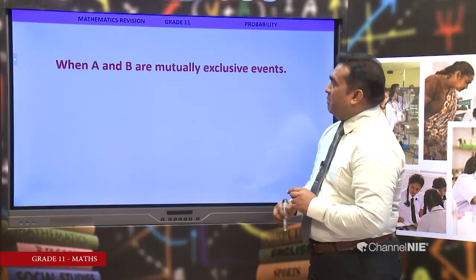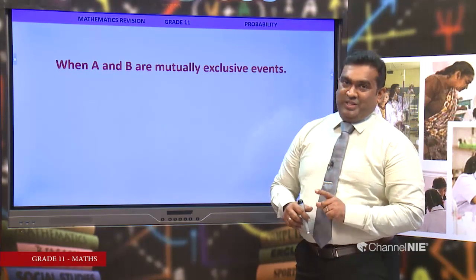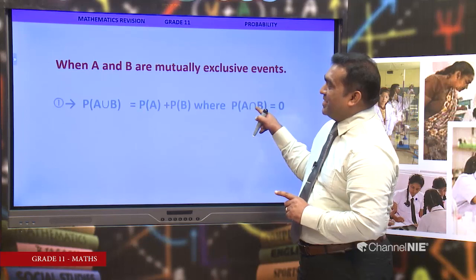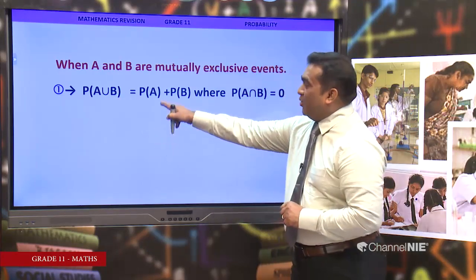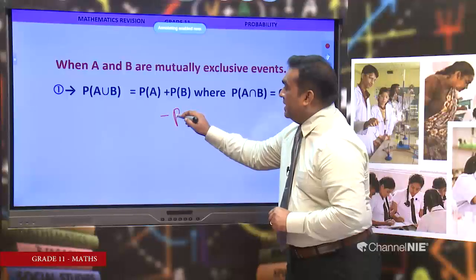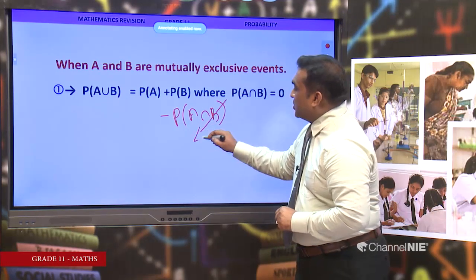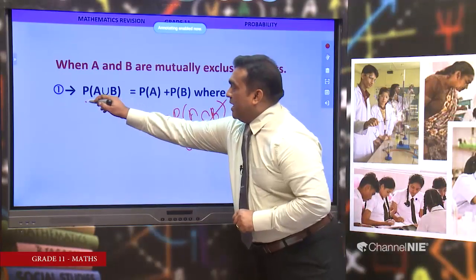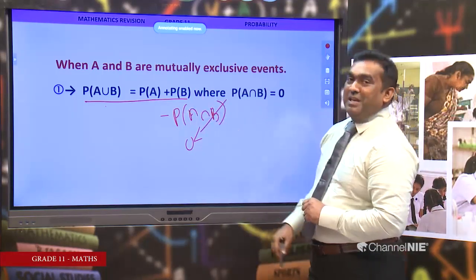Now we will see, when capital A and B are mutually exclusive events, there is a condition. Can you remember? What is that? P(A union B) is equal to P(A) plus P(B). What has happened there? P(A intersection B) goes to 0. This part goes to 0. As a result, you have P(A union B) is equal to P(A) plus P(B).